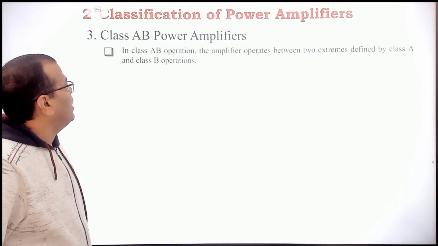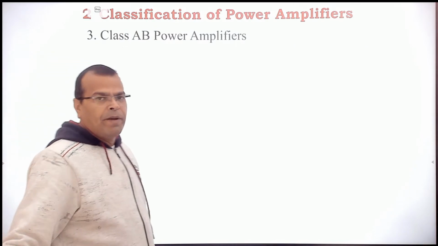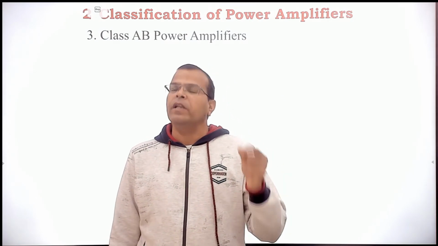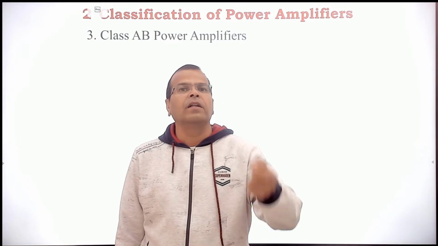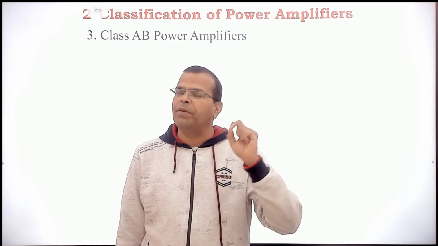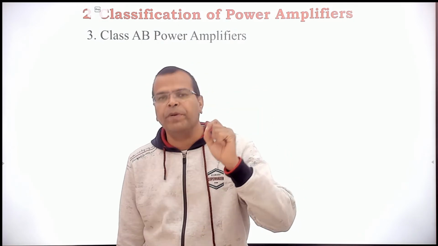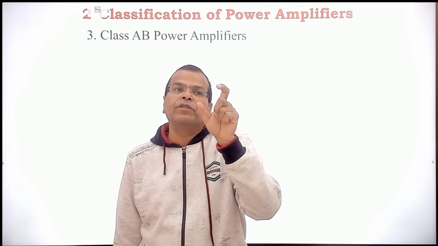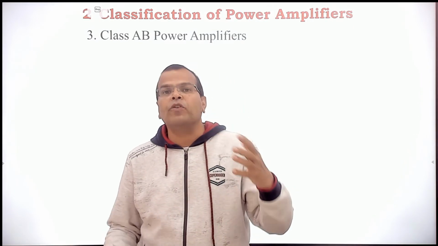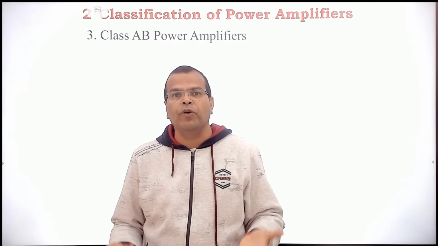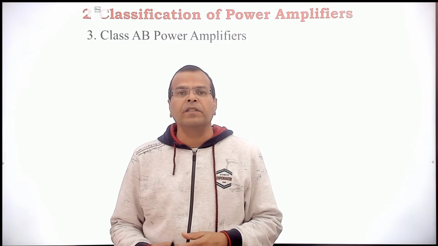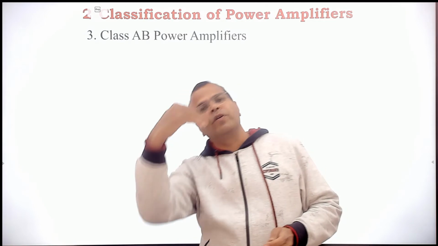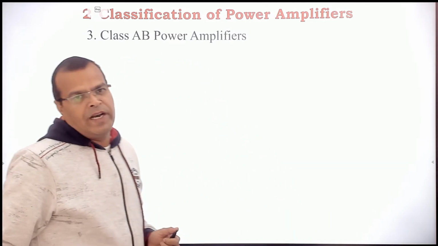Then we have class AB amplifier. In class AB amplifier, remember, what is class AB? Class A and B, in between. In between means, in case of class A amplifier, the operating point is located at the mid of the load line. In case of class B amplifier, operating point is located near the cutoff. So when operating point is located between cutoff and mid of the load line, that operation is called class AB operation. That means your operating point lies in the lower half of the load line, but above the cutoff, but below the mid of the load line, right?